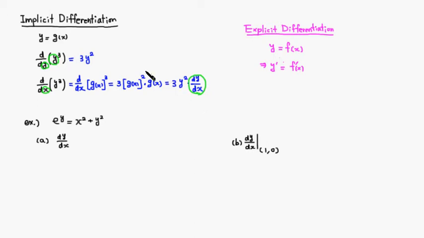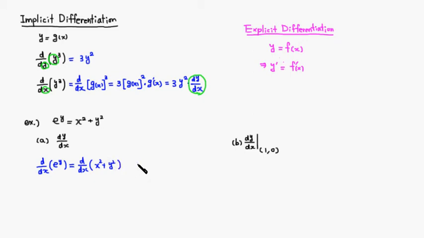Let's look at this example. We want to take the derivative of this equation right here, then try to find dy over dx. So we're going to take the derivative of both sides with respect to x. The derivative with respect to x of the left hand side is e to the y. Then we're going to take the derivative with respect to x of the right hand side, which is x squared plus y squared.